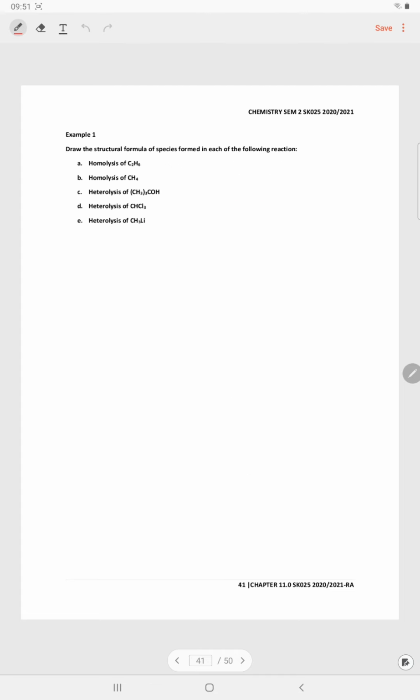Okay, so let's try the examples first. I choose example A and also example C only. Okay, so we start with homolysis of C2H6. If I convert it into the expanded structure, two carbon atoms are covalently bonded with six hydrogen atoms.